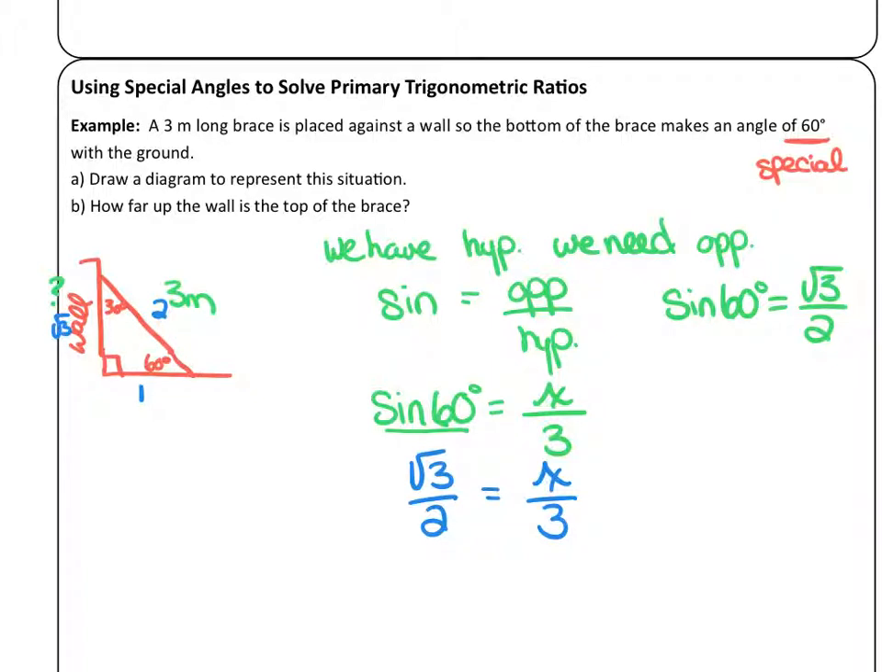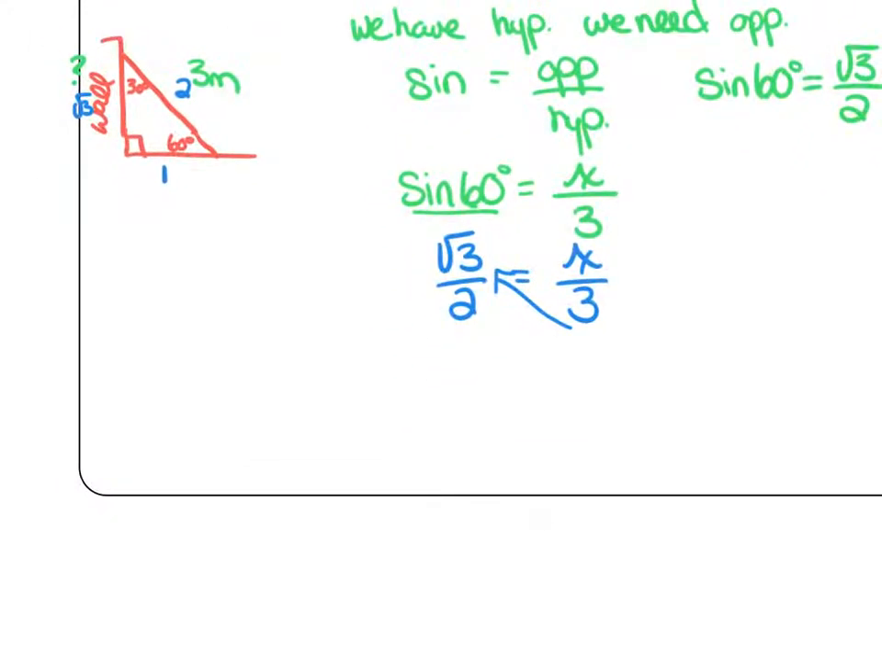So now all we have to do is some cross multiplication. I'm basically just going to take this 3 and move it up to the other side so that it becomes 3 root 3 over 2 equals x. Now, this is our exact value. So if the question's asking you for the exact height of it, you would say it's 3 root 3 divided by 2.